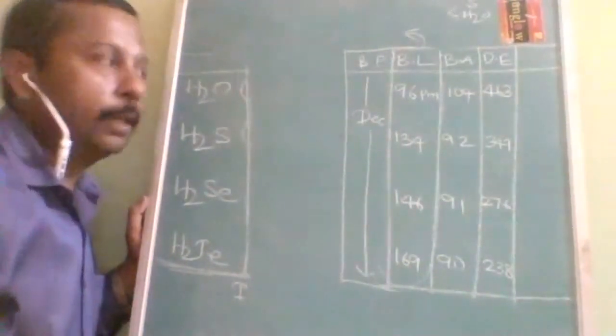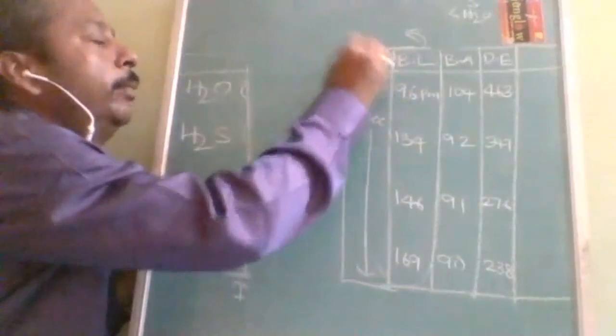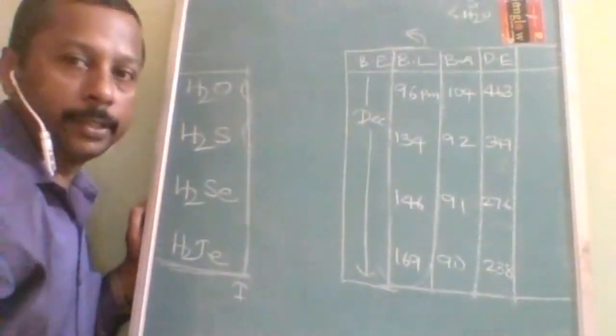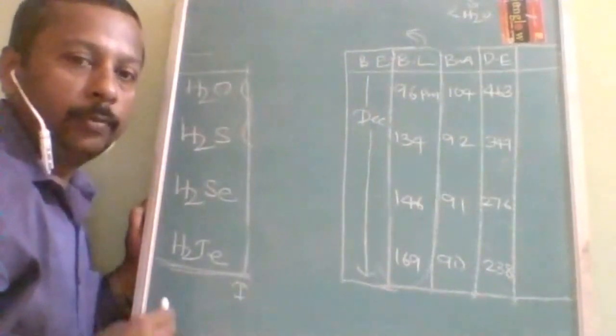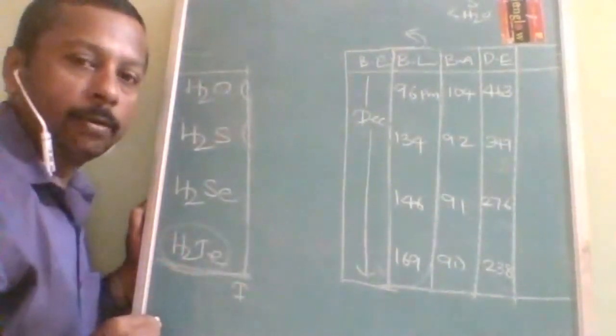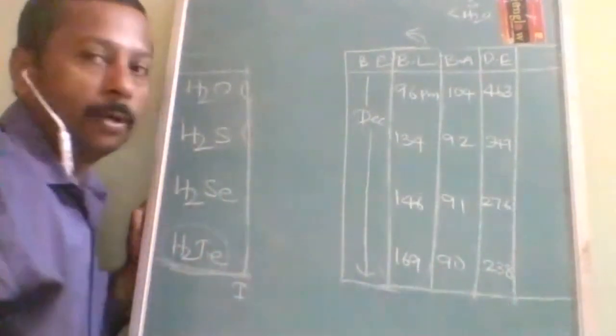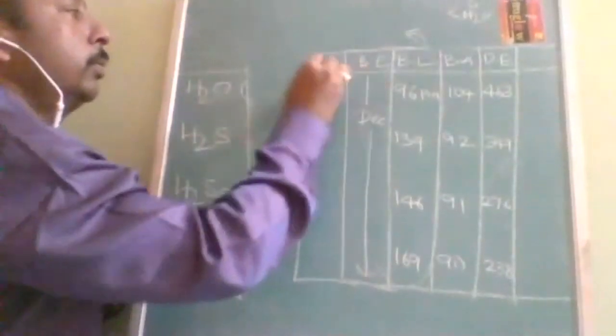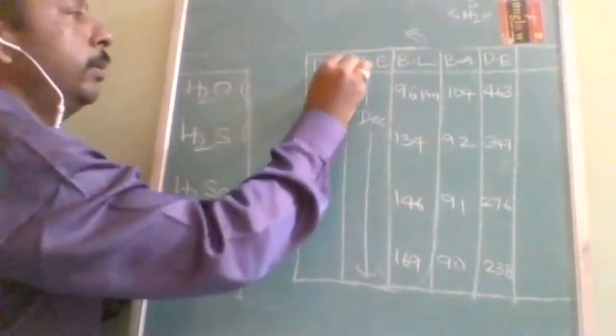And that is bond energy. Because of that, suppose somebody asks which gives hydrogen for reduction very fast, H2Te is going to give you hydrogen very fast because of the low bond energy. Because of this, this is also called thermal stability.